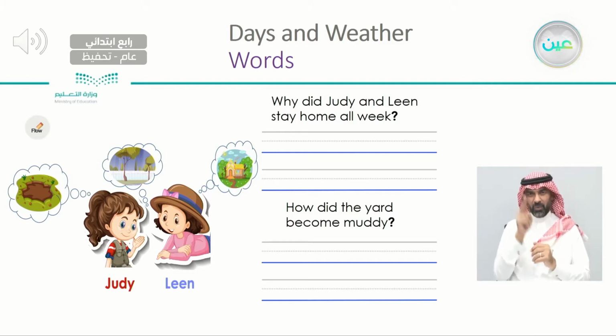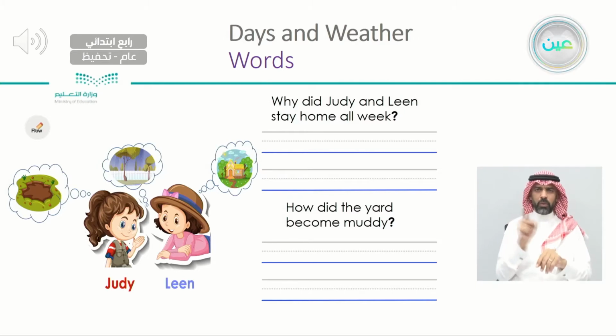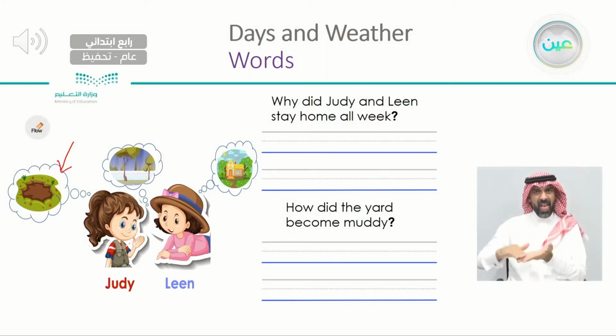So the first question is why? Why did Judy and Lean stay home all week? Second question, how did the yard become muddy? See this? This is muddy.